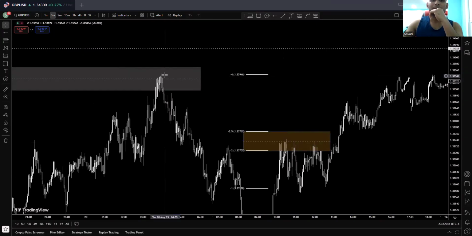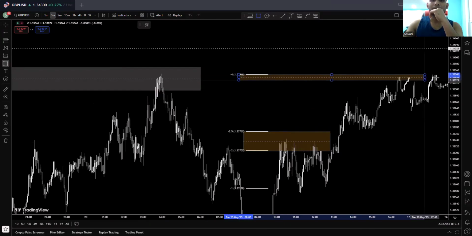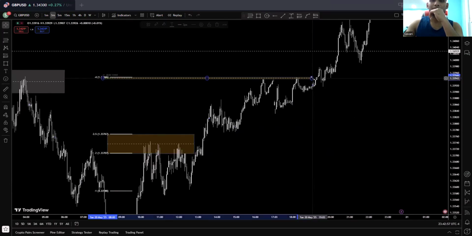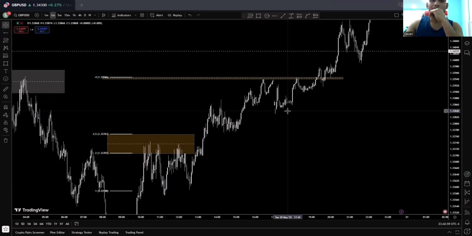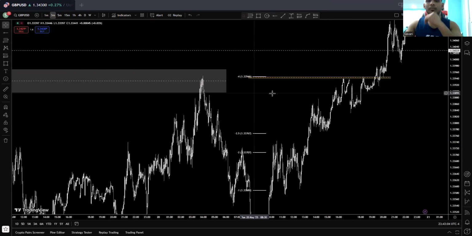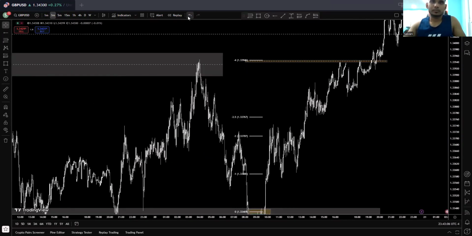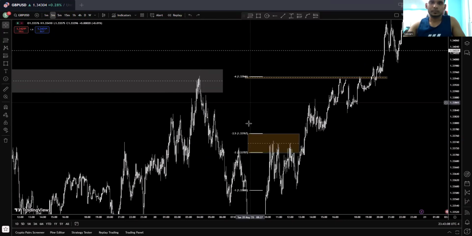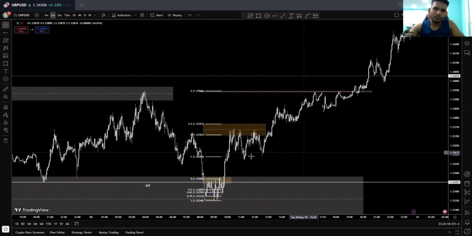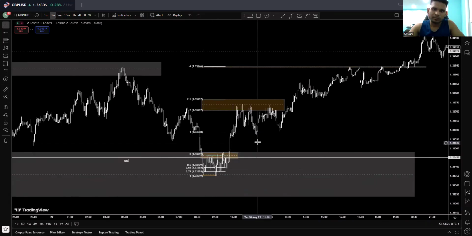And what's my second target? This side. And this is going to be my second target. So according to my projection, the last manipulation led to the structure shift.